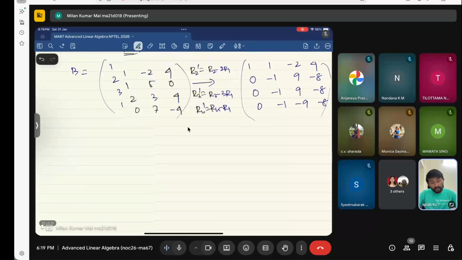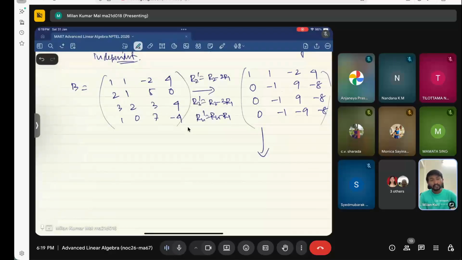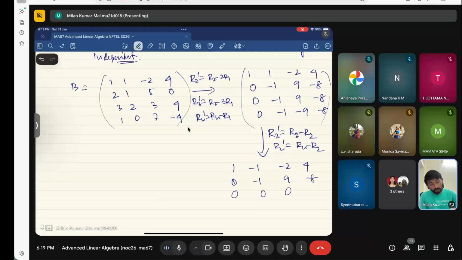So let's do some quick operations. If you look at this matrix, it becomes very easy. All the 3 rows are exactly equal. So what I will do, I will write row 3 dash equals row 3 minus row 2, row 4 dash equals row 4 minus row 2. So this will be 1 minus 1 minus 2 4, 0 minus 1 9 minus 8, and all other entries will be 0 automatically.